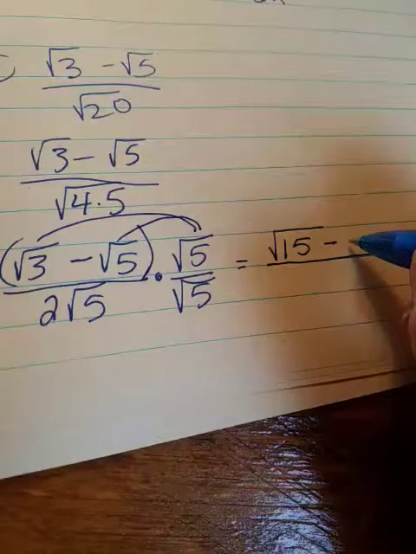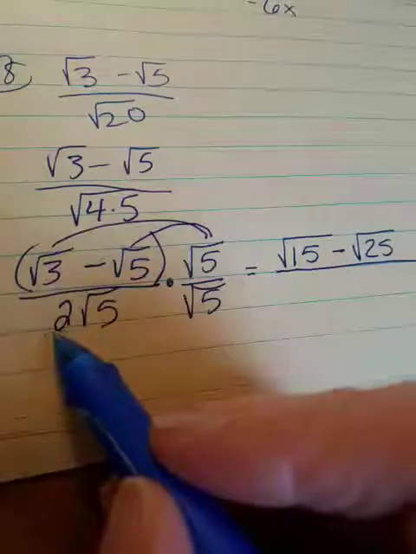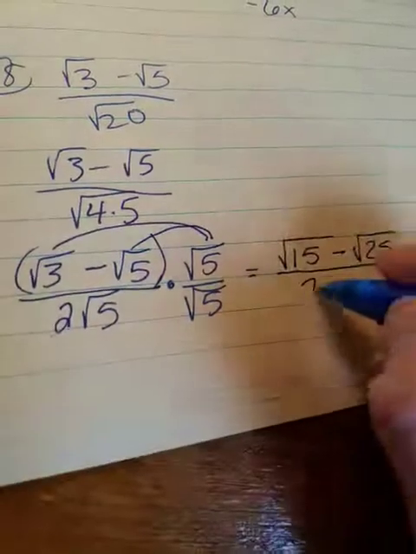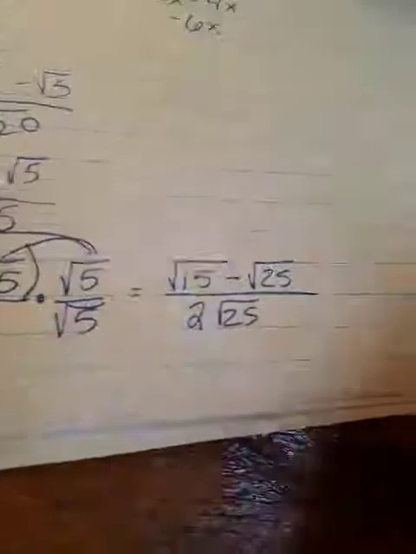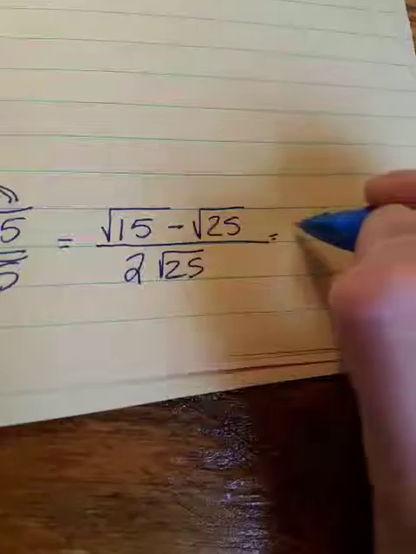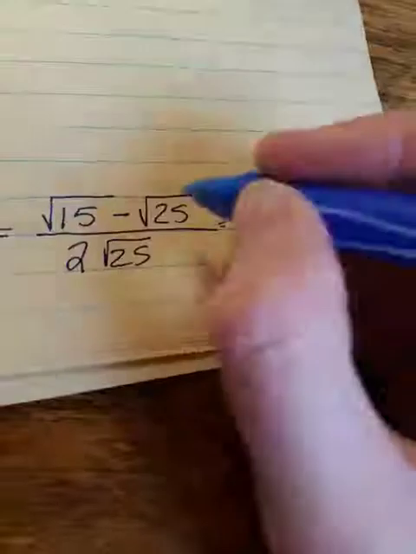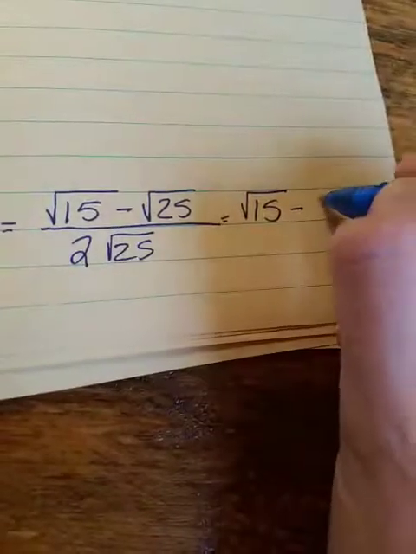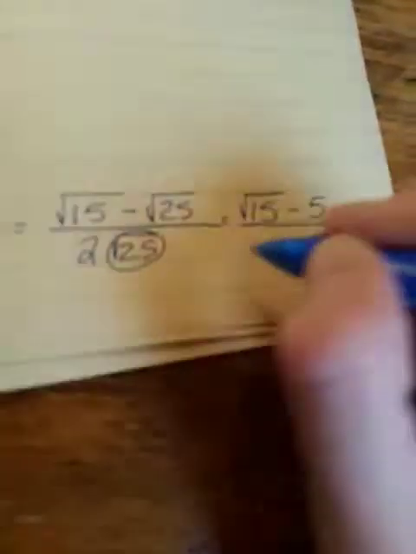What's negative root 5 times root 5? That's negative root 25, which is just 5. And then down here, 2 times a 1 is 2. What's root 5 times root 5? Root 25. I know a lot of you like to write it that way. So let's simplify. This is root 15. There are no perfect squares that go into 15. What's the square root of 25? 5. So it's 2 times 5 down here.